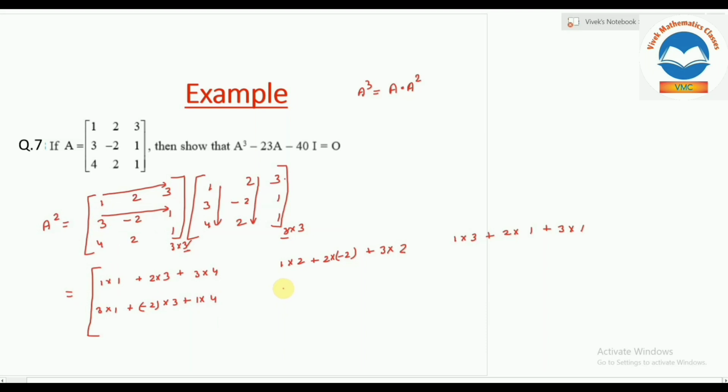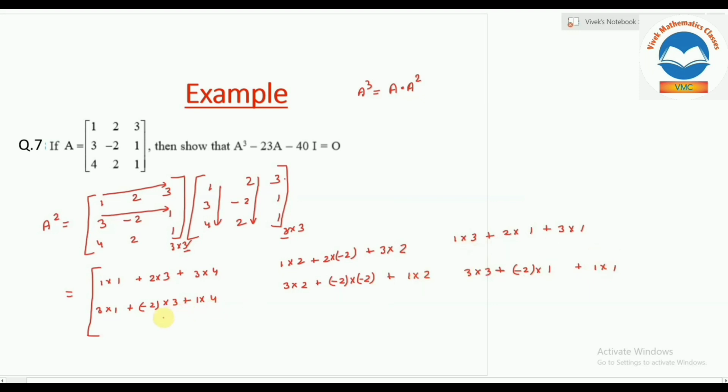Again A22, it means second row, second column. What will we get? 3 into 2 plus minus 2 into minus 2, minus 2 into minus 2 plus 1 into 2. Next we need A23, which means second row, third column. So what will you get here? 3 into 3 plus minus 2 into minus 2 into 1 plus 1 into 1.